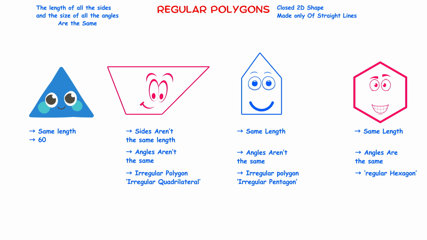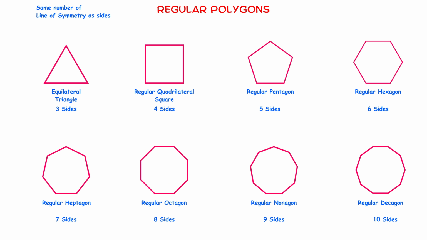Now that we understand what regular polygons are, let us run through the main types of regular polygons that you are likely to encounter, starting from the smallest and building up by adding one side at a time. The smallest regular polygon is the equilateral triangle, which has 3 equal sides. Next comes the square, which is a regular quadrilateral with 4 equal sides and 4 right angles. Following that, we have the regular pentagon with 5 equal sides, the regular hexagon with 6, the regular heptagon with 7 sides, the regular octagon with 8 sides, the regular nonagon with 9 sides, and finally, the regular decagon, which has 10 equal sides and 10 equal angles.